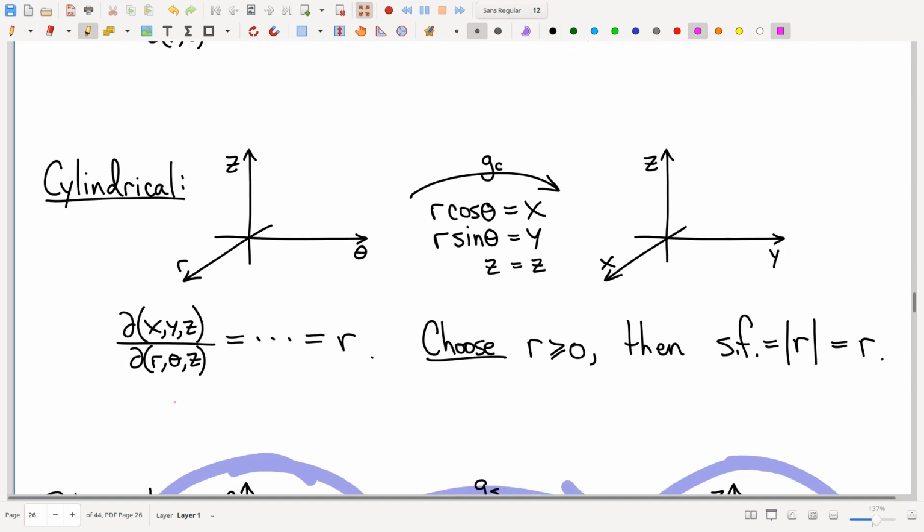Likewise, healthy exercise. Everybody should do this once in their lives. It's not that bad. Compute the stretching factor for cylindrical coordinates as a change of variables function. And again, you get r. Okay, well, fine. With the absolute values, you get absolute value of r.